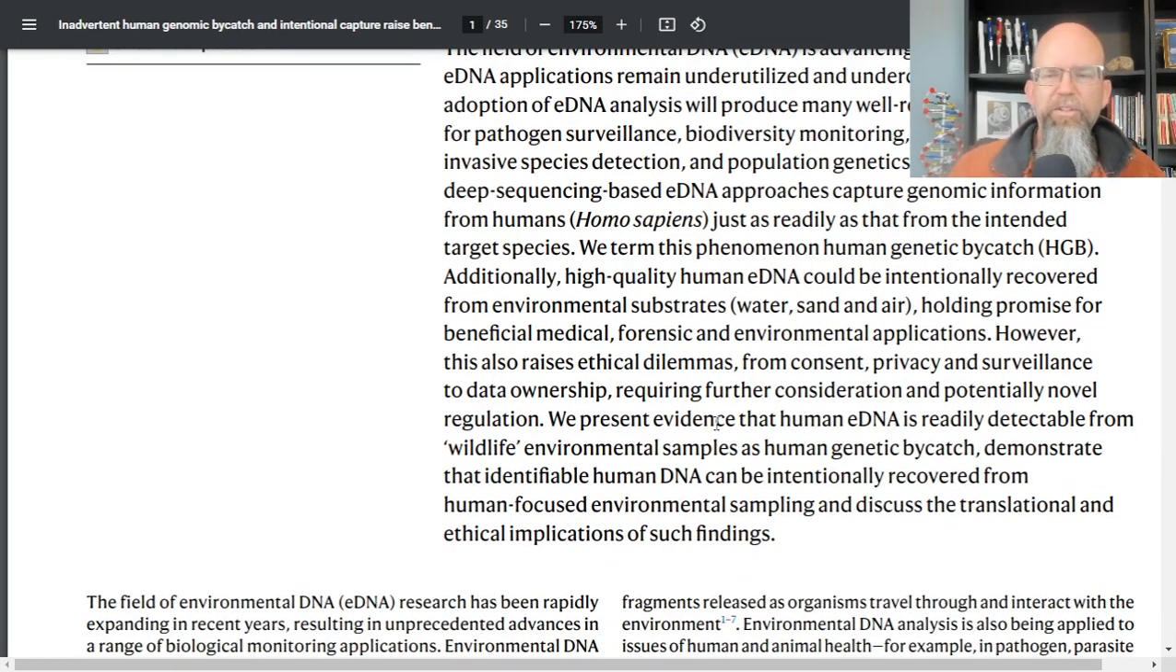This is not a revolutionary idea, like, oh, we demonstrated that you can find identifiable human DNA in environmental samples. I think every scientist who does environmental samples already recognizes that that's possible. Right? It has been possible for a while, becoming more possible now because our technology is improving.